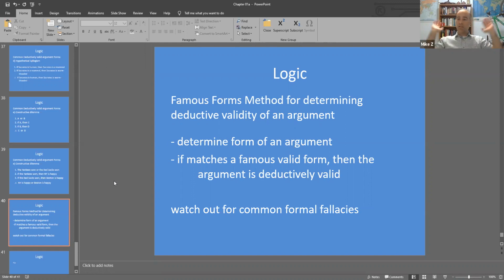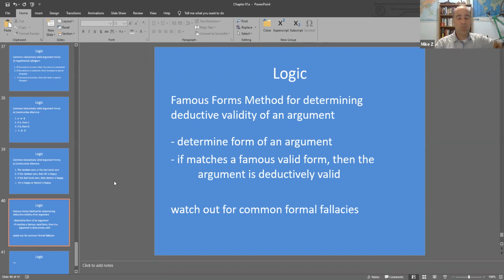You know automatically that their argument is deductively valid. Now you might also then have to go on to find out whether the premises really are true or not to see if you've got a deductively sound argument, but at least you know that the argument is deductively valid if it matches one of these famous deductively valid argument forms.